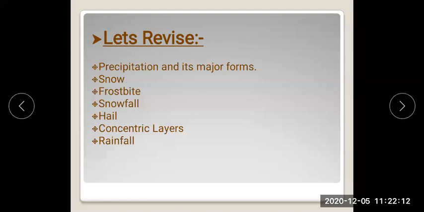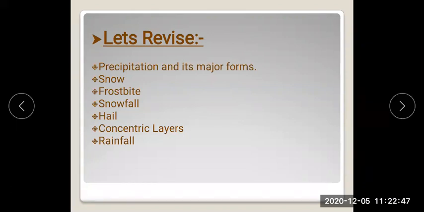Next, snowfall. Yes. Next, we have studied about the snowfall. As snow is a solid form, it does not flow like water. When the snow accumulates, you can see the transport and communication system of that area collapses. Next, we have studied about the hail.